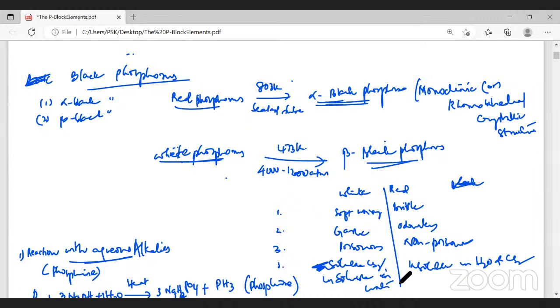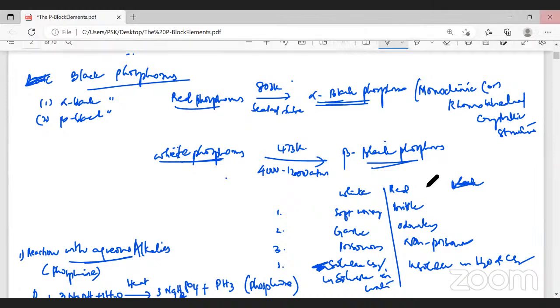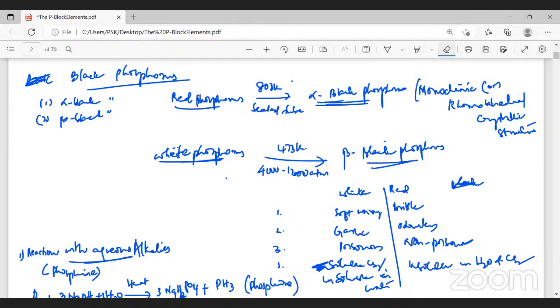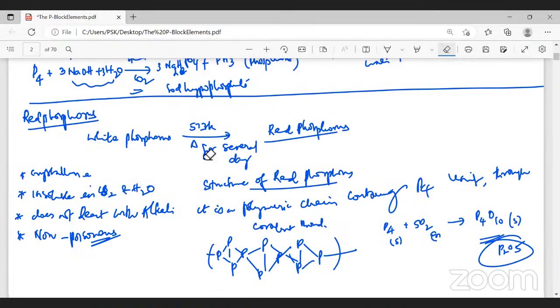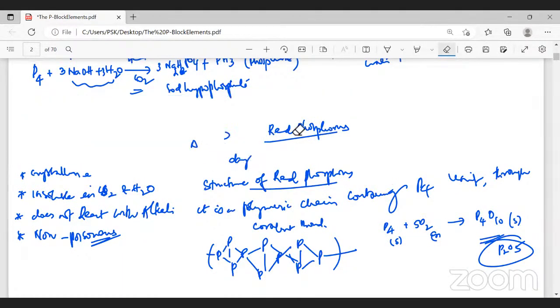Now coming to the next topic in phosphorus. Is there any clarification till here? Sure. Tell me if you have any clarification quickly. No, sir. Okay.